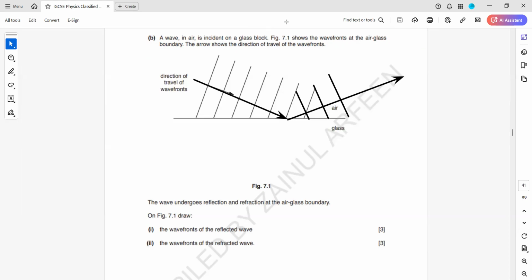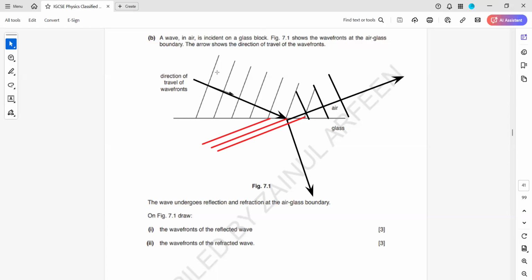What about the refracted wavefronts? As a wave travels from air to glass, it slows down. These are the waves in air, like light waves. It slows down and will bend towards the normal. So this will be bending towards the normal. And what about the refracted wavefronts? They are always perpendicular to the direction of the wave. So this is the direction of the wave, and these are the refracted wavefronts.